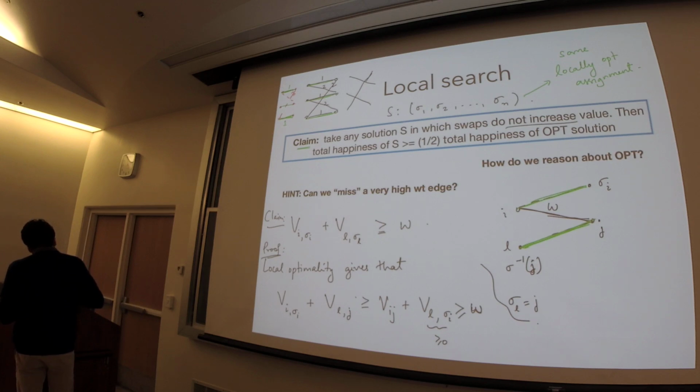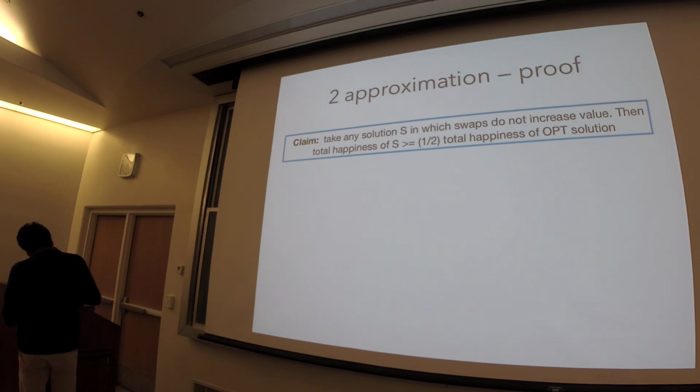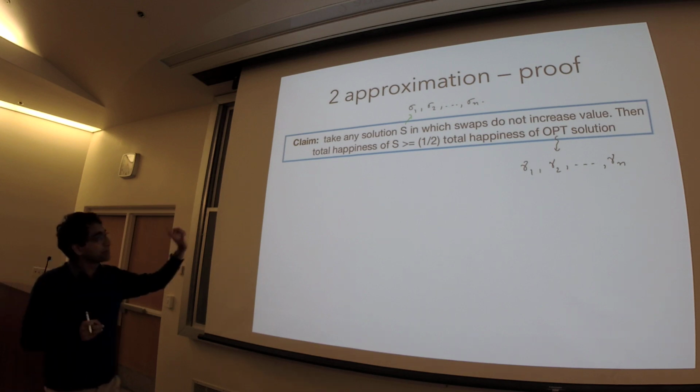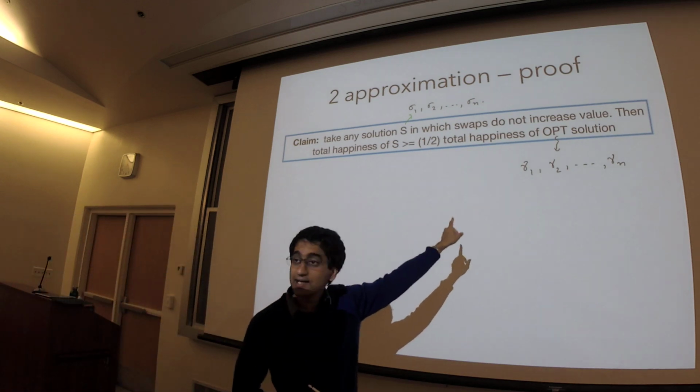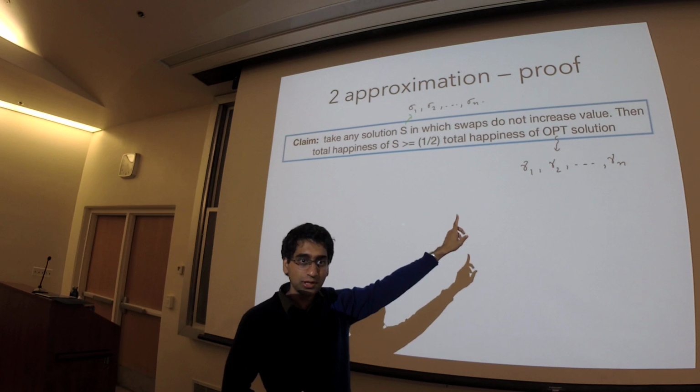Right? So let's define some more notation. S we already said is sigma 1, sigma 2 to sigma n. And let's look at the optimal solution and call it something else, gamma 1, gamma 2 to gamma n. So in the optimum solution, child i is assigned gift gamma i.